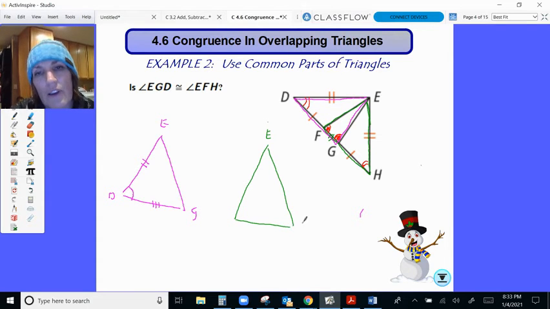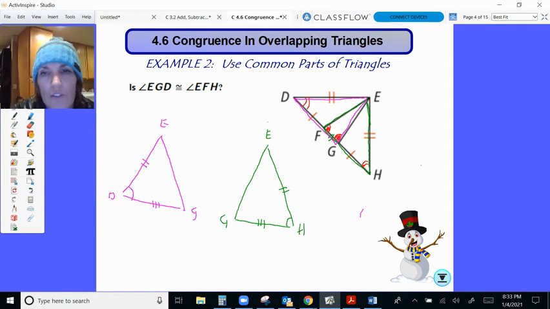not drawn to scale, by the way, EHG, I know that my angle H is congruent. We determined that. We know that EH is congruent, and we know this one is also congruent because of that angle addition postulate, or segment addition postulate. So because of that, we have side angle side and side angle side.